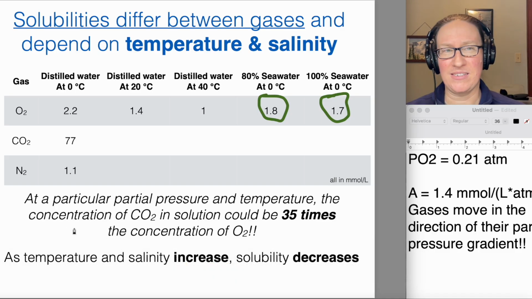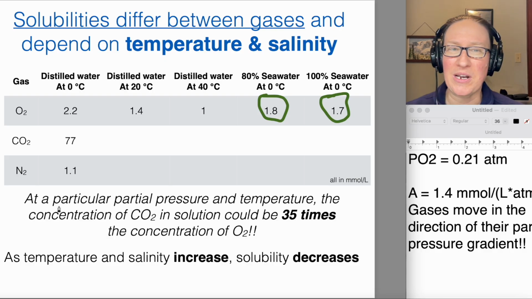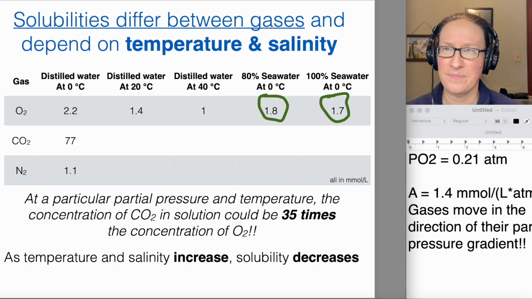That is massive, right? So carbon dioxide is more than tenfold, it's 35 times more soluble in solution relative to oxygen, right? And that's going to wind up being important. Also notice nitrogen is actually not quite as soluble as oxygen is, again, under those initial conditions.